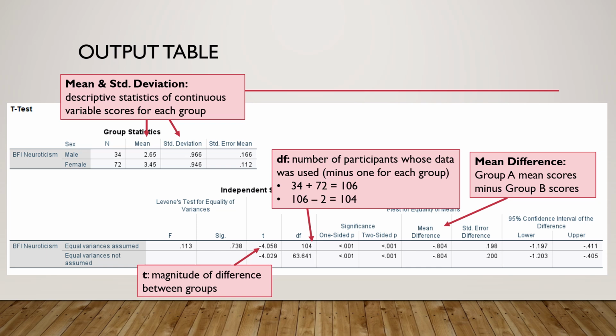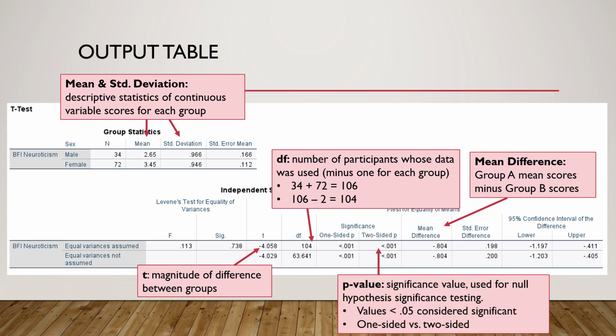Oh, and before I get there, let's go to the degrees of freedom. This is how many participants you used in the data set minus 1 for each group. So you'll recall that we had 34 males and 72 females. That's up in the group statistics. So you add those two together, you get 106 participants, and then you subtract 2 for the two groups that you are doing. So here we have group 1 male, group 2 female, minus 2. So you get 104 degrees of freedom. Okay, but we wanted to find out whether that negative 4.06 was significant. So we look at the p-value here. It is the significance. Again, less than 0.05 is considered significant.